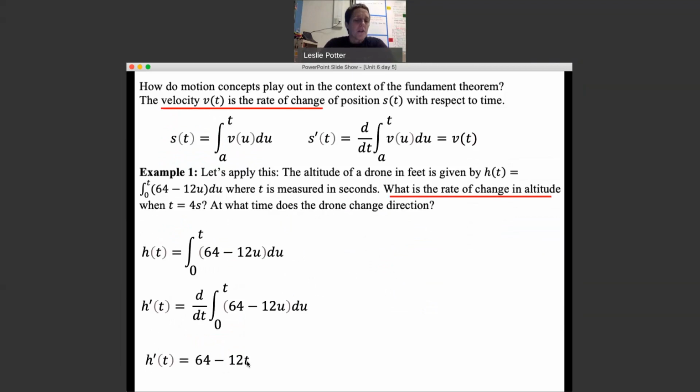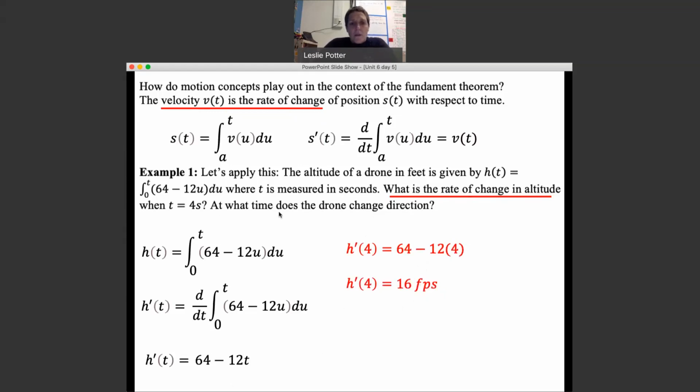Now we have that variable change. The question is, what is the rate of change in altitude when t is 4 seconds? So we're going to plug 4 in here. We're looking for h prime of 4. That's what that question is. Plugging 4 in and doing the math, we get a rate of change of 16 feet per second. I could have written feet per second, but I just did FPS.